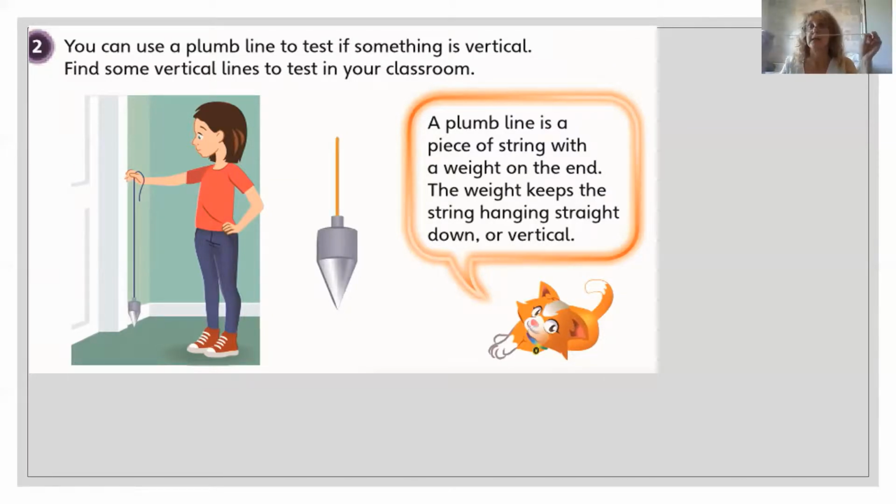You can also get plumb lines that go horizontal as well. You've got a little measure in the middle. I did look round for one, but I couldn't find one anywhere. I think everyone's doing do it yourself, so there's nothing left in the shops.